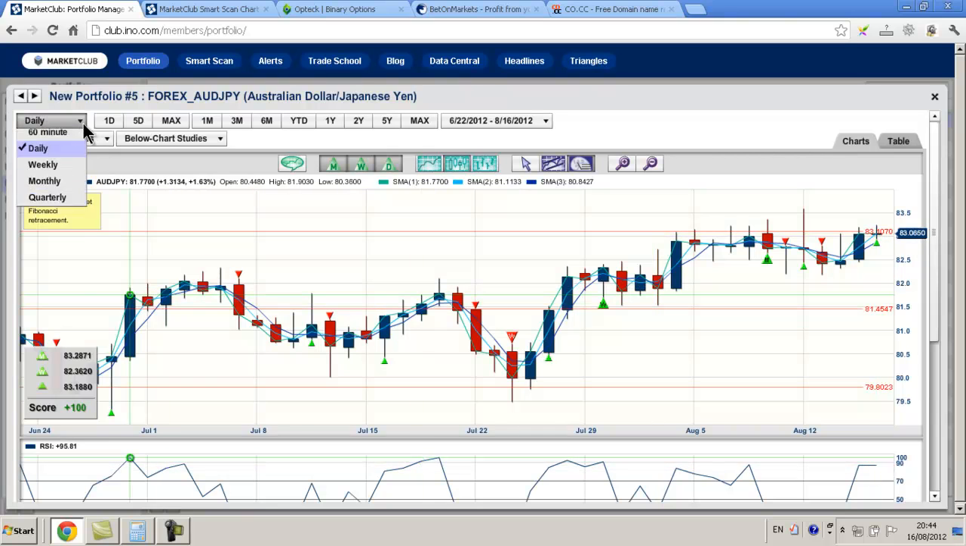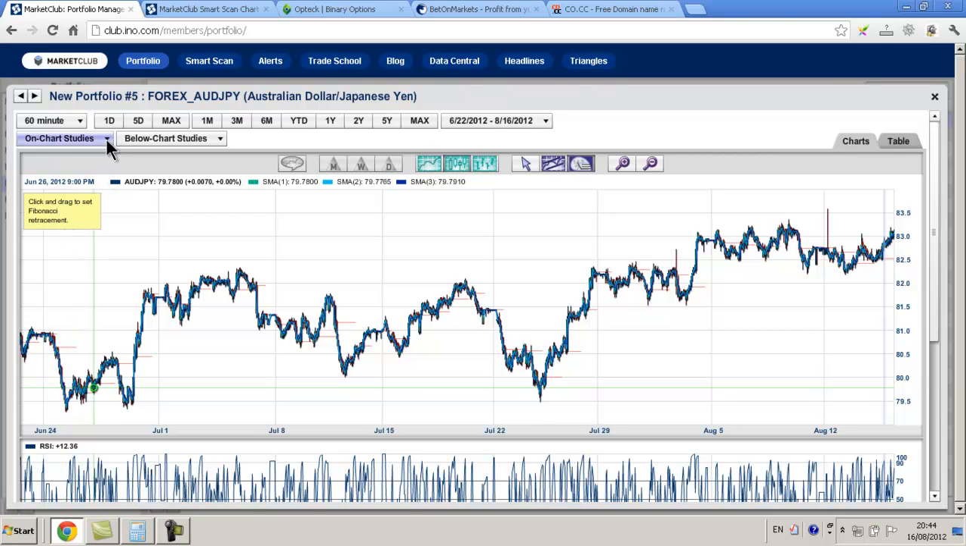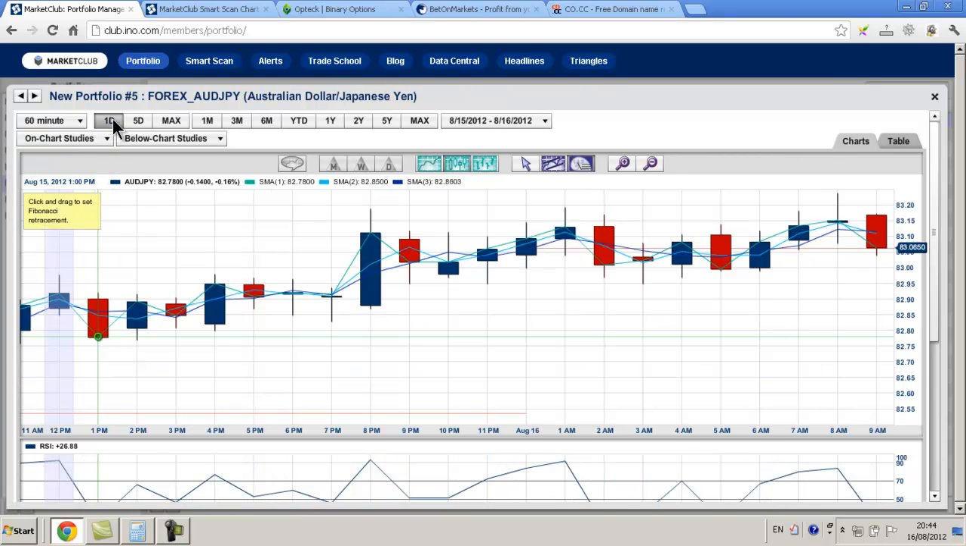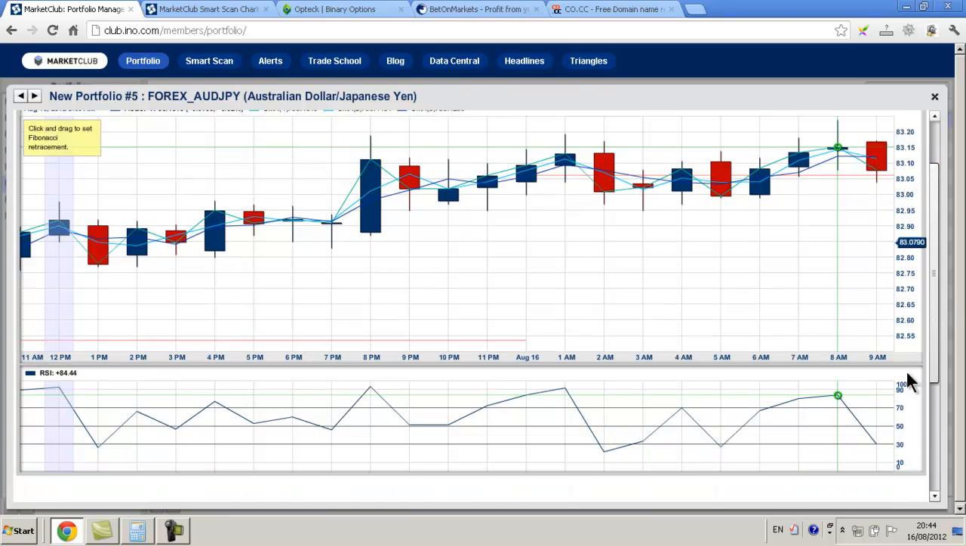But let's go down to a 60-minute chart. Okay, let's put this one on a 1-day. Even though everything was looking good, there were a few nice trades there a couple of hours ago, but now look at our simple moving averages. They've come up and they're moving down. If I look at my relative strength index, it's moved down. It's at 30. Anything 30 and below, that means I'm looking to sell.